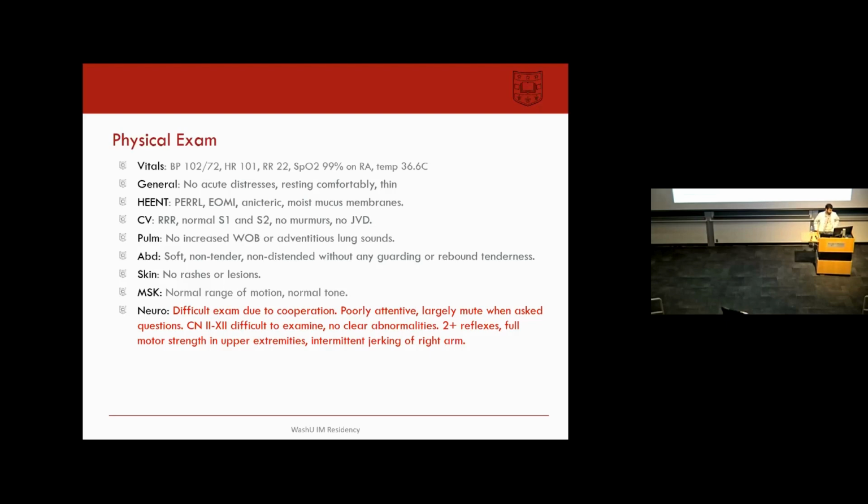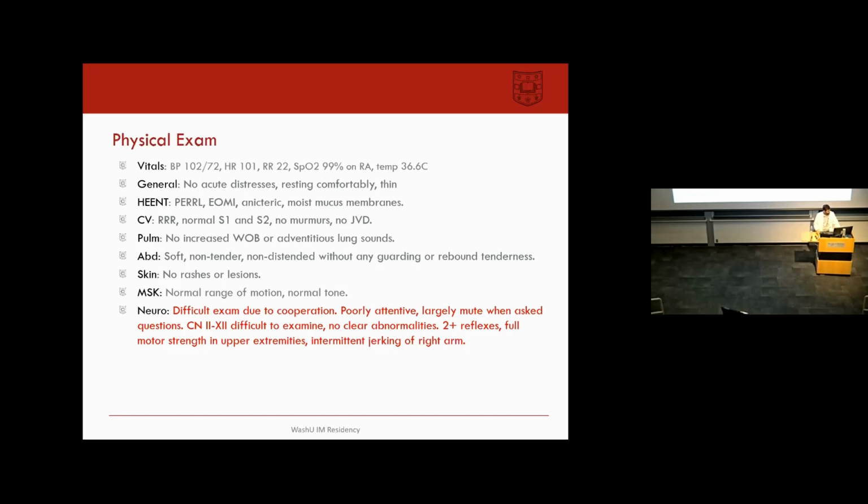But she was poorly attentive. She was largely mute when asked questions. She'd barely respond. The cranial nerves exam was just noted to be difficult to examine, but no clear abnormalities. They were able to elicit intact reflexes, and they were able to visualize some full motor strength in her upper extremities, but then they'd also note some intermittent jerking of her right arm. What are your thoughts on this exam?